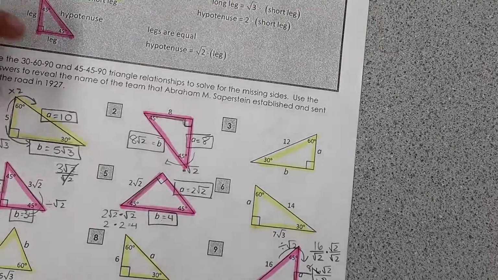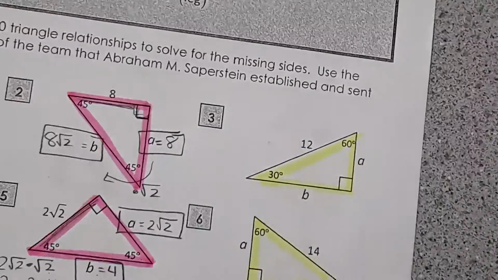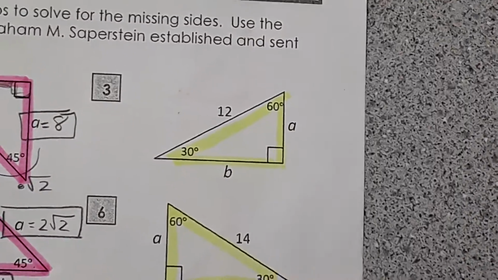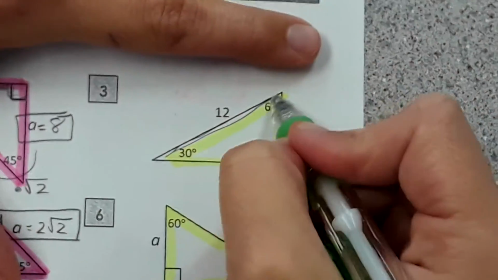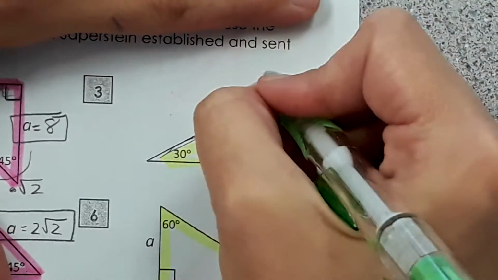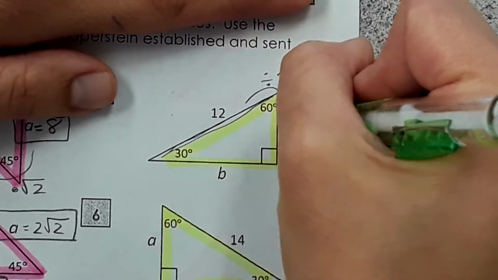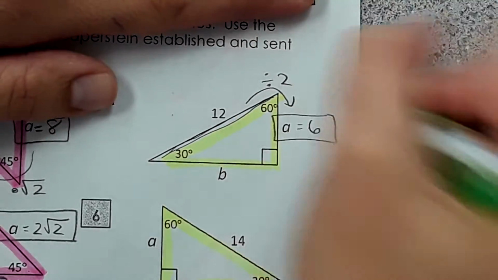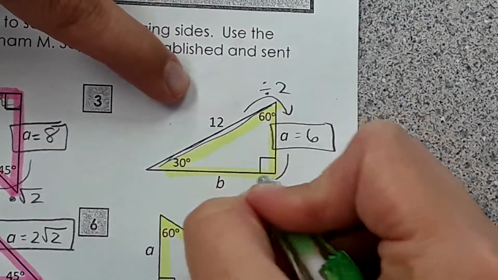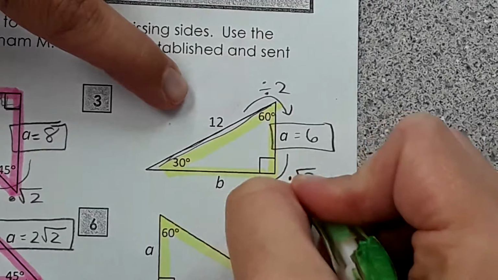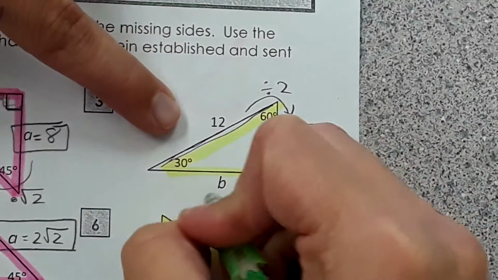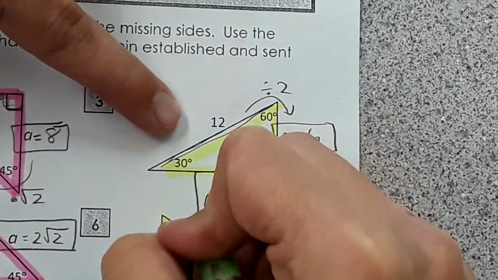Then for number 3, I'm going to zoom in a little bit here. This time they give us the length of the hypotenuse. We need to divide that by 2 to get the length of the shorter side. And then multiply that by square root of 3 to get the longer leg. So B is 6 square root of 3.